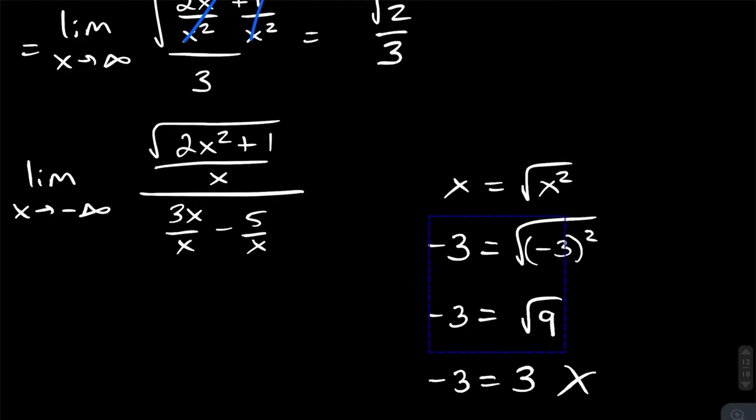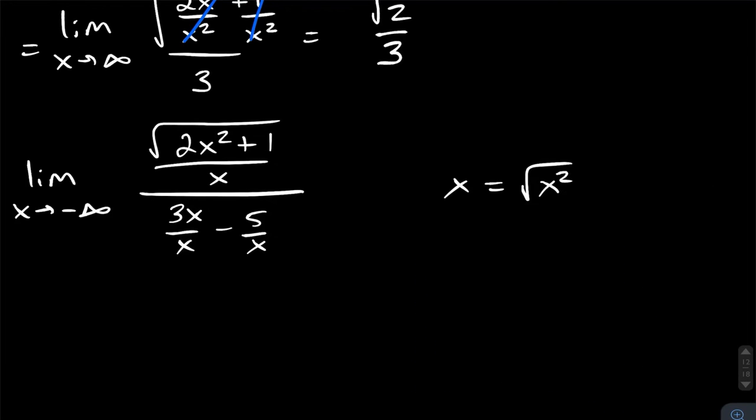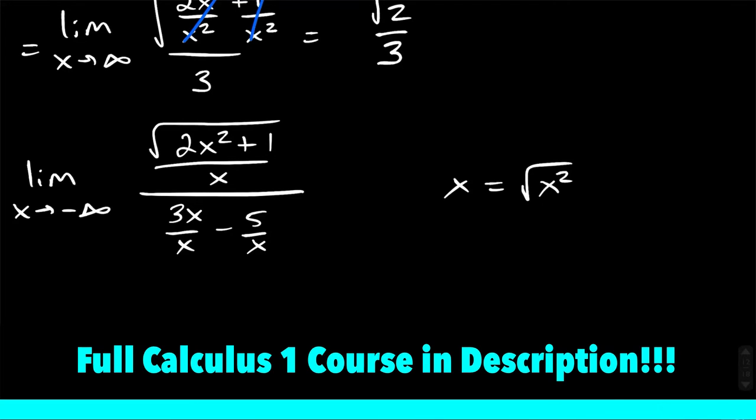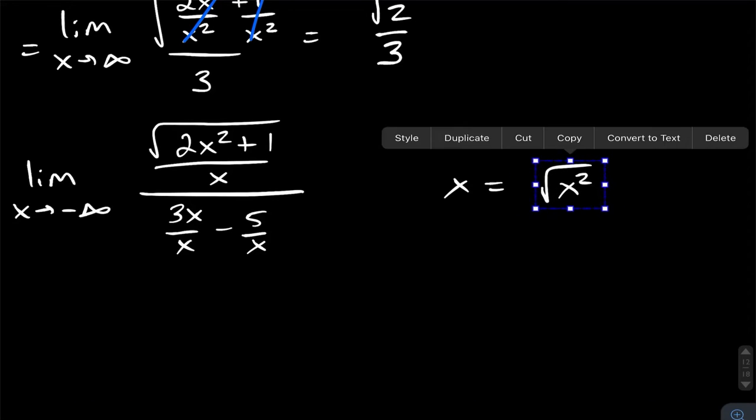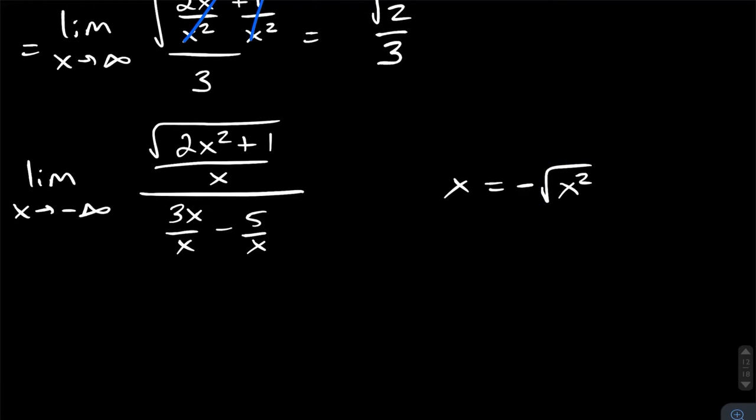What you actually end up getting is the absolute value of x on the right-hand side. Okay, that's what you'll always get because you're squaring it, right? You're making it a positive number. And that's kind of what the absolute value does. So really, what you have to do here is negate it to make it equal to x, right? So x is not going to be equal to the square root of x squared, it's going to be equal to the negative square root of x squared. Okay, that's the one thing that you're going to have to understand about this.